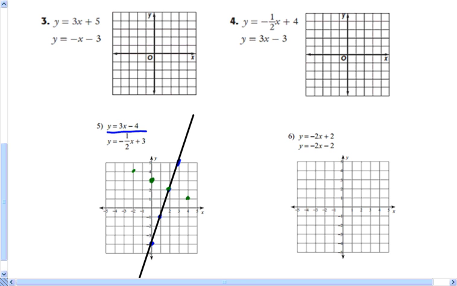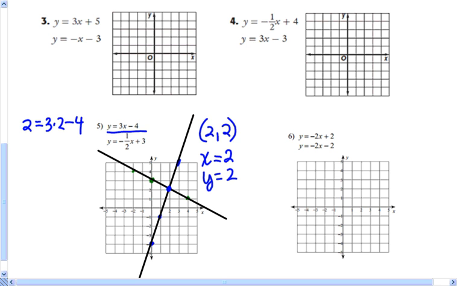And hopefully you notice that these two lines are crossing at the point 2, 2, right there. So that's the solution. And I can write my solution as an ordered pair, but I have to remember that what I'm saying is the common solution to both these equations is x equals 2 and y equals 2. In other words, if I substitute those values in for the equation, so y is 2, if I do 3 times 2 minus 4, those are equal. And if I do y equals -1/2 times 2 plus 3, those are also equal.